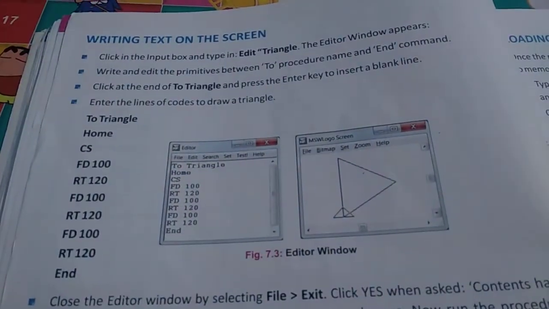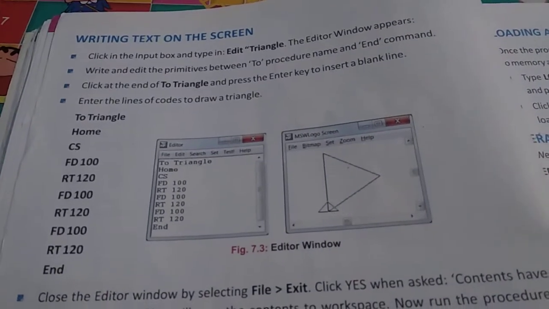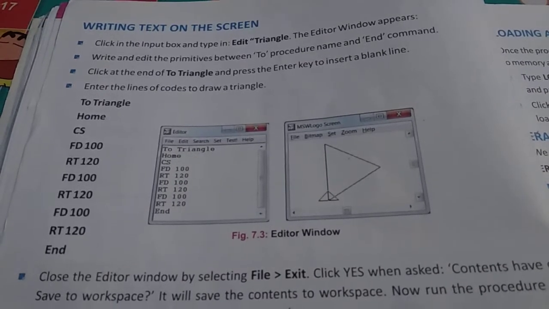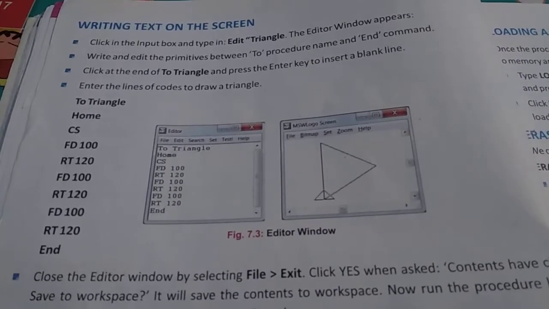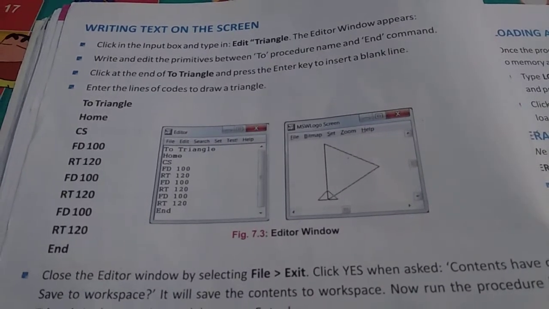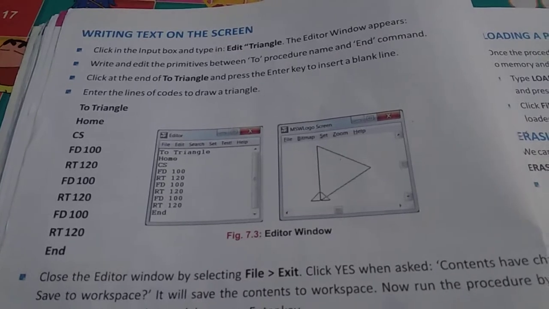Next is writing text on the screen. How we write text on a screen, how we make a triangle. Let's see. Click in the input box and type in edit triangle. The editor window appears. Write and edit the primitives between the to procedure name and the end command.